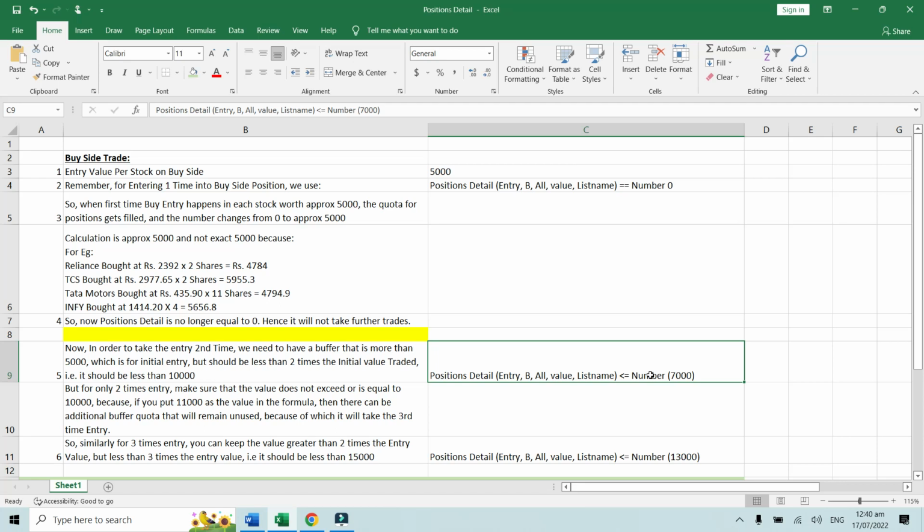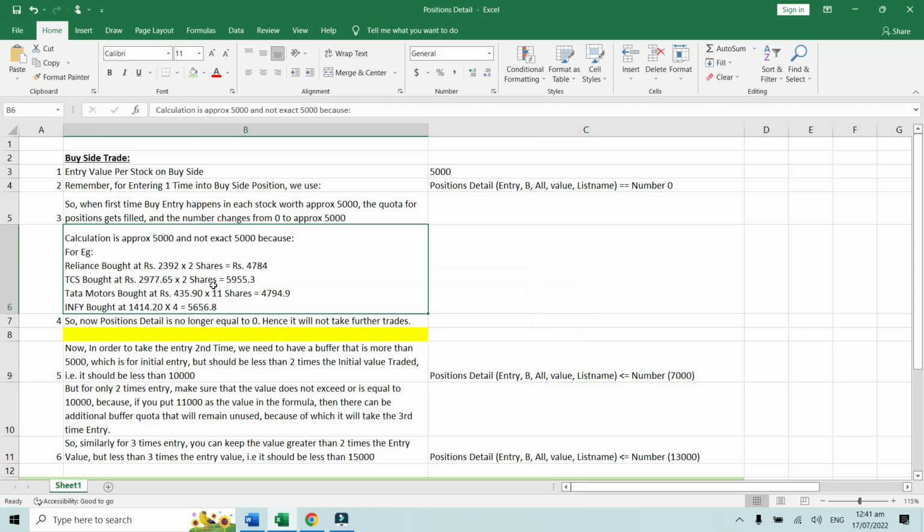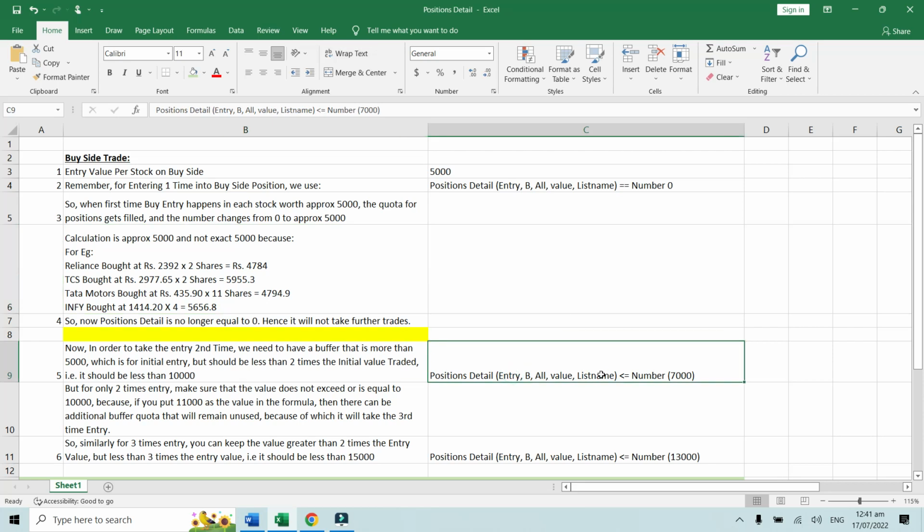All right, I hope this is becoming clear to you now. For example, in TCS, the total traded value initially was 5,955, right? So the next time it takes entry, that is around 6,000, right? So next time it takes entry, automatically the value will be around 11,000, 12,000. And if you are using this as the condition, then the 12,000 is greater than this. So that's the reason why it will not go for the entry the third time.